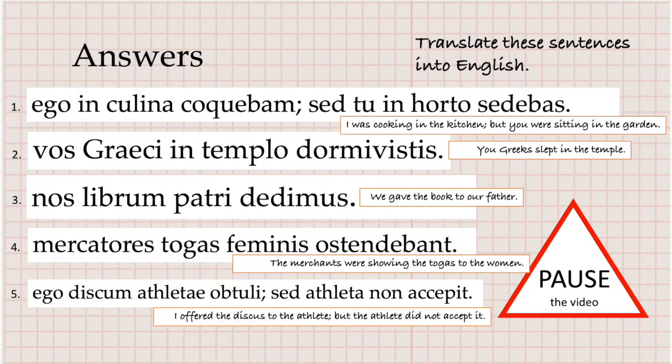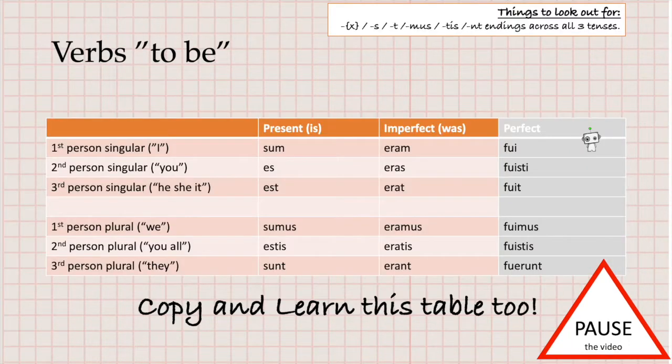Fero is the verb to bring or carry, and fero is very irregular, and so in the past tense it goes to tuli, so offero goes to obtuli. I hope you managed to successfully translate the verb endings in particular, and I hope you also managed to find all the vocabulary you're looking for in those sentences.